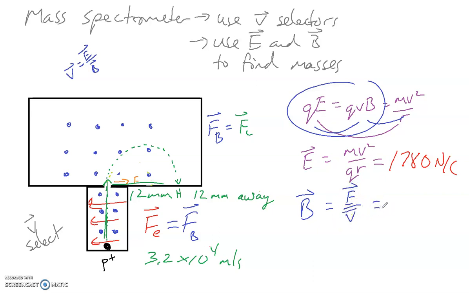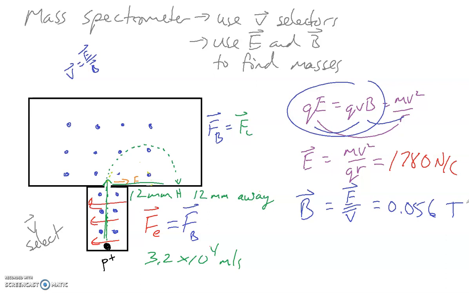So I can take that 1780 and divide it by the 3.2 times 10 to the 4, and I've got a magnetic field of 0.056 teslas. The magnetic field will always be way smaller than the electric field. Okay, so really that's how these work, and there's really nothing new to it.